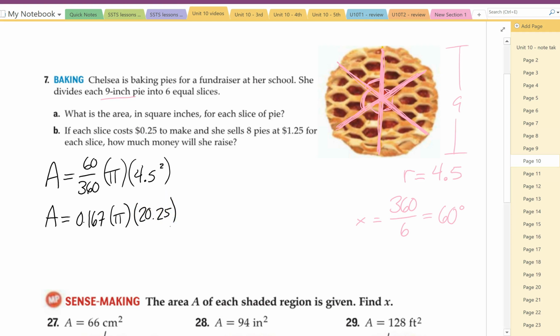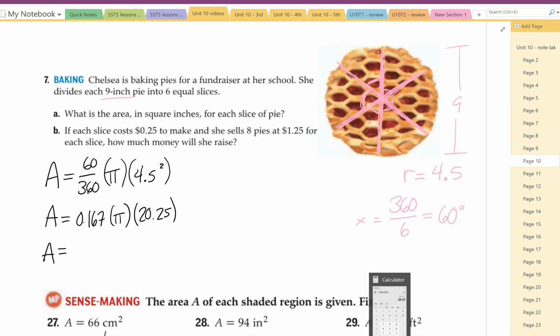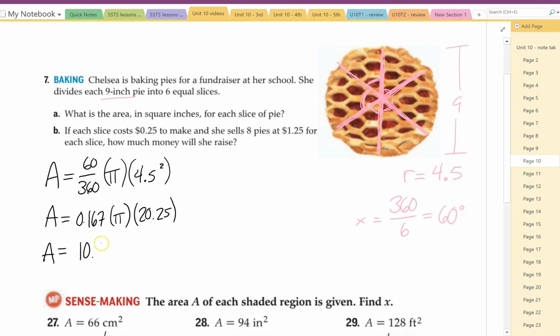20.25. So now I just need to multiply those 3 things together. That'll tell me the area of one slice of Chelsea's pie. That times pi times 0.167 is 10.62. So one slice of the pie is about 10.62 square inches. There's one part of the question.